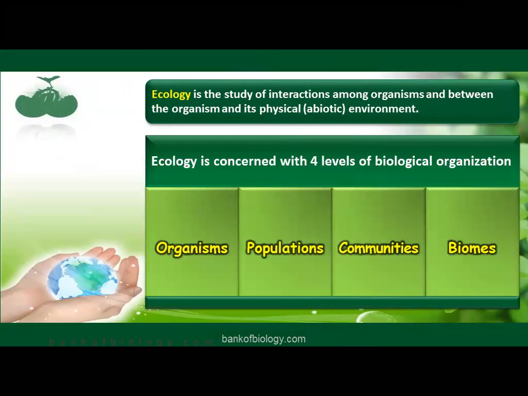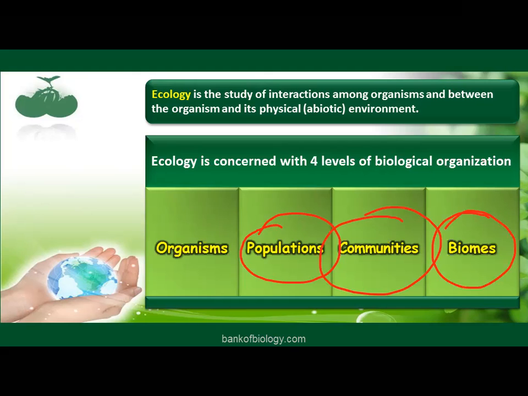Generally, ecology is concerned with the four levels of biological organization: organisms; the group of organisms of a similar kind of species, which we call a population; a group of populations, called a community; and all the communities living in a particular area, in a geographical region, which we call a biome.